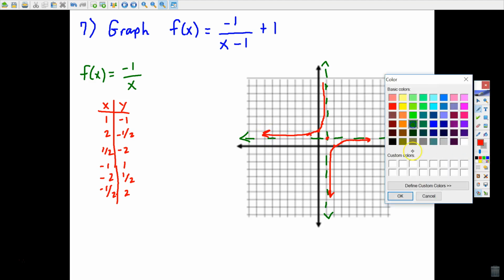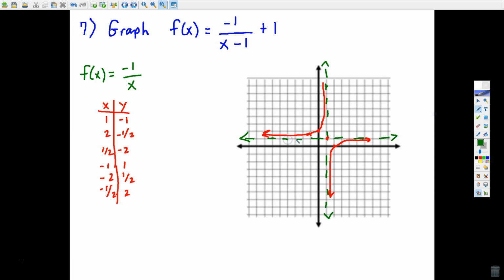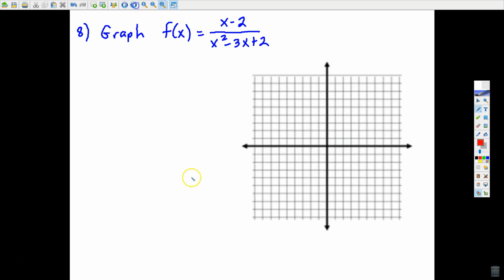Okay, and that should take care. Let's put this horizontal asymptote back. It should take care of problem number 7, an inverse variation function. Your book calls them reciprocal functions, but you probably have heard a lot that inverse and reciprocal are interchangeable terms.